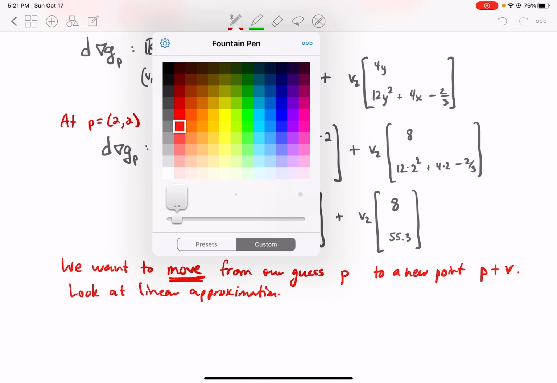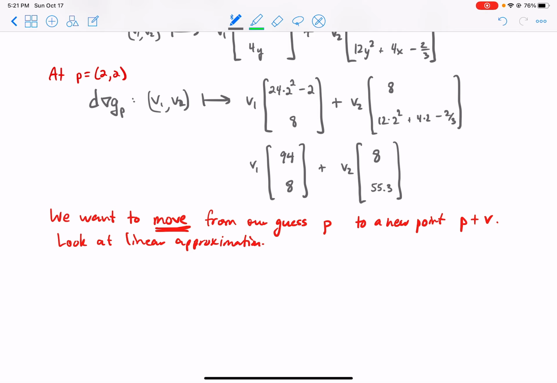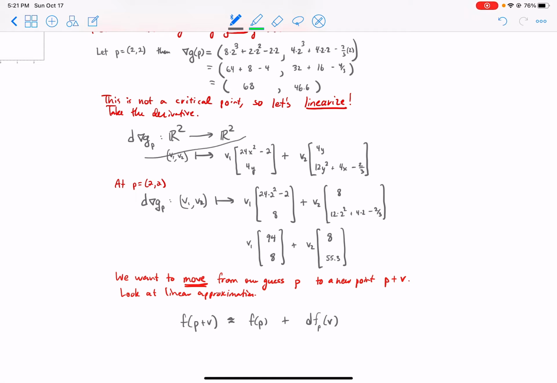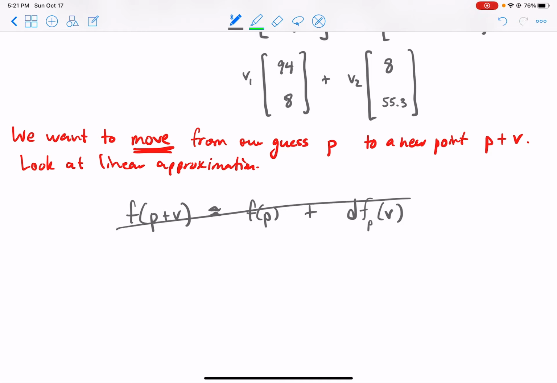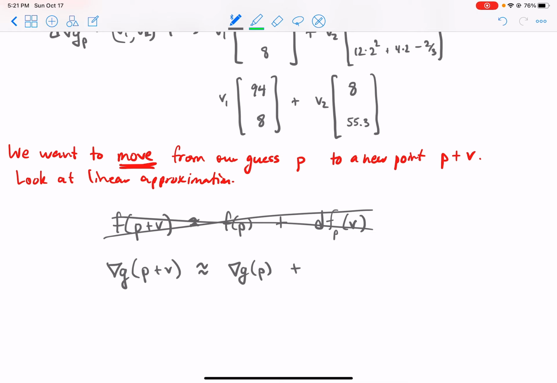And so now I need the linear approximation formula. Normally we would write f of p plus v is roughly equal to f of p plus the derivative of f at p applied to v. But our map here is actually the gradient, because we want the gradient to be 0. So instead of f, it's the gradient of g at p plus v is basically equal to the gradient of g at p plus the derivative. And so now we have the derivative.